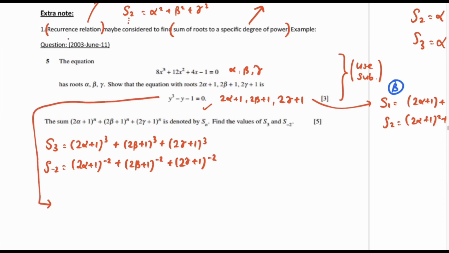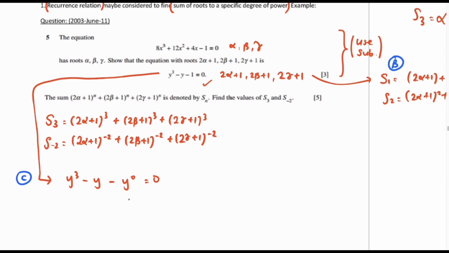Technique C. So based on technique C that I discussed with you just now, we can use shortcut to change this to a recurrence relation. So imagine that this is y cubed minus y minus 1 equal to 0. So always change the constant to y0 so that we can build the recurrence relation correctly. So y cube is s3, s1, s0 equal to 0. So this is the recurrence relation. So we have to get it.